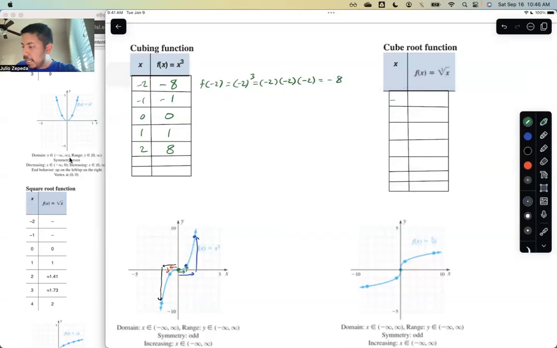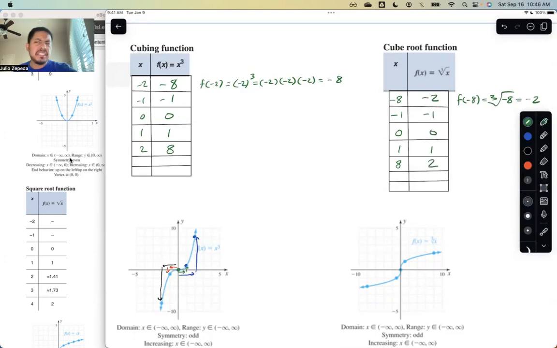So we'll choose -8, -1, 0, 1, and +8. And then I'll show one of them as an example. f of -8 is just going to be the cube root of -8. But we know that the cube root of -8 is -2, because -2 cubed is -8. And so we can fill in the y side: -2, -1, 0, 1, and 2.